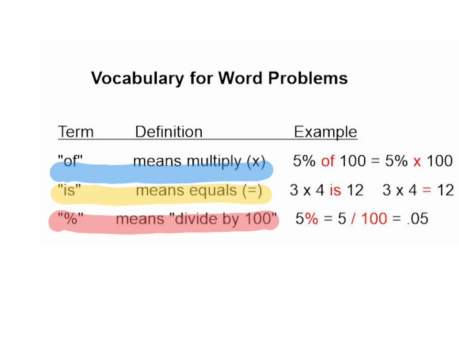So, of means multiply. So if somebody tells you something is 5% of 100, you would take 5% times 100. 5% as a decimal is 0.05, which is what you would write, 0.05 times 100. Is means equals. As 3 times 4 is 12, it's the equal sign. And percent means divide by 100. 5% means 5 divided by 100, or this decimal right here, 0.05.